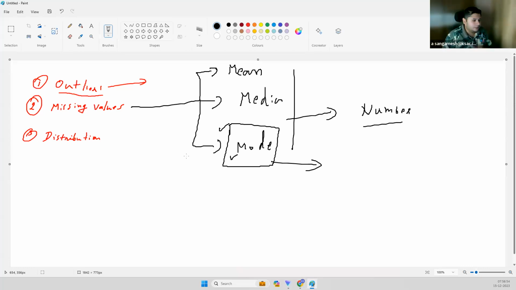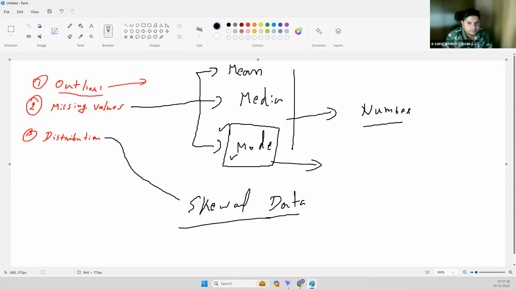Now people understood how to handle an outlier. People understood how to handle a missing value. Now the distribution. As I previously told you, whenever you are having skewed data, can anyone help me? What is meant by skewed data? This is something that we have understood previously. Skewed data.